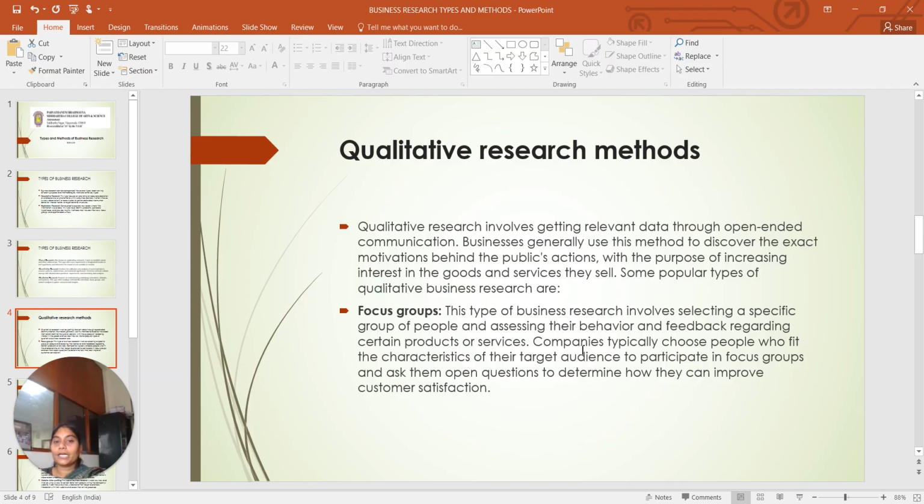Some of the popular types of qualitative business research are focus groups. This type of business research involves selecting a specific group of people and assessing their behaviors and feedback regarding certain products or services. Companies typically choose people who fit the characteristics of their target audience as participants in the focus groups and ask them open questions to determine how they can improve customer satisfaction.